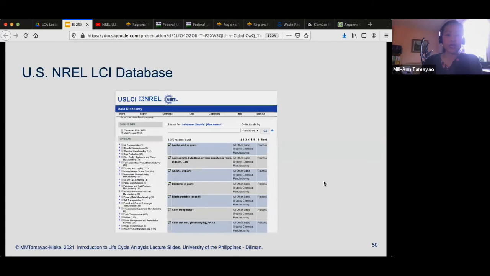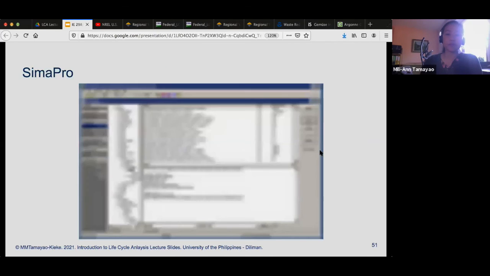So this is an example from the NREL LCI database. You can see here the different unit processes and some description. But if you explore their website further, you will see that they have a very good documentation process. And for each of the unit processes, there's a very good set of metadata available.